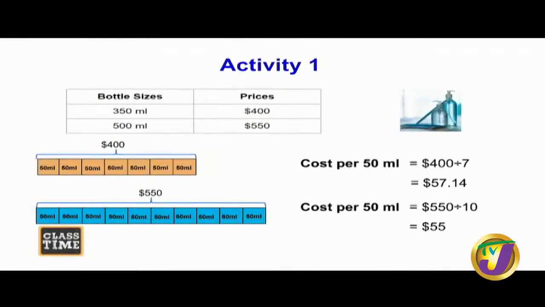And the smaller bottle. The next one, I'm paying $55 for 500 milliliters. Same amount, but cheaper price. So I would say that the 500 milliliters would be the better buy. And it's just $150 more. Yeah, but you know, it works out better, don't it?